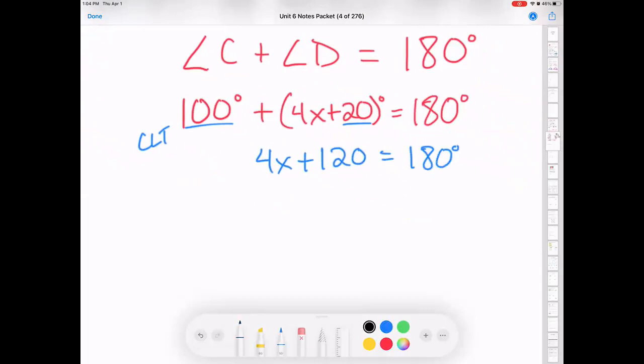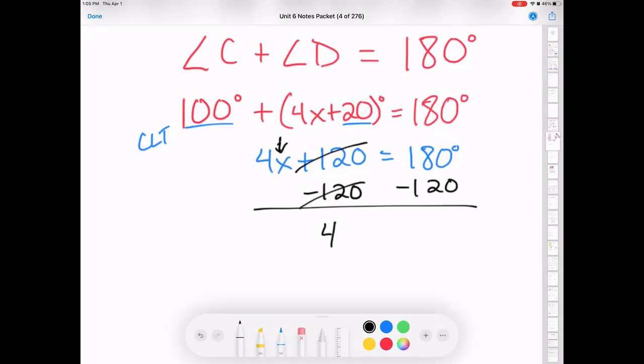Now, this is really that two-step process that we've been seeing. Our goal is to try and isolate and get x all alone. And to accomplish that, we're going to usually add, subtract, and then finally usually divide. Sometimes you have to multiply, but usually divide. So to isolate our x, we're first going to subtract our 120. Positive 120 cancels with the negative 120. So we're left with our 4x equals 180 minus 120 is 60.